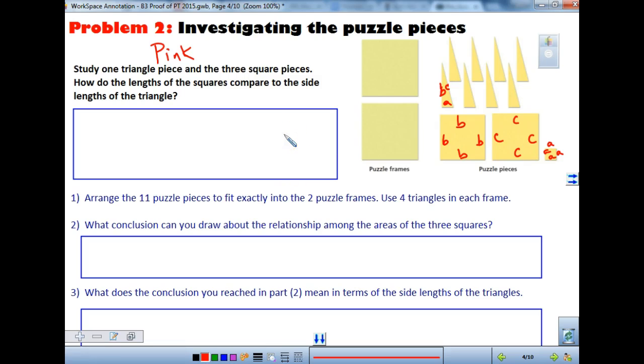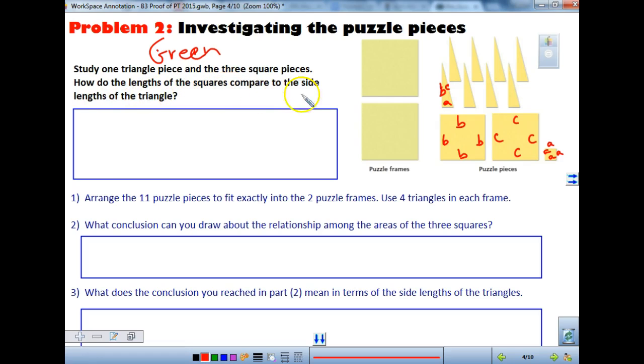Actually, I think this year we are doing the green sheet first. So yours will be on the green sheet that is labeled A. Okay. It says, study the pieces of the three square pieces.